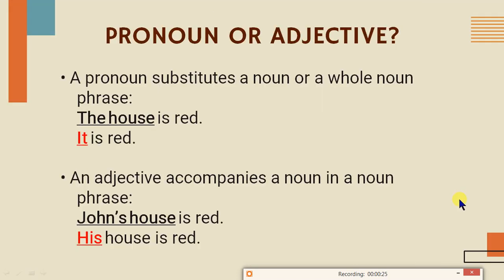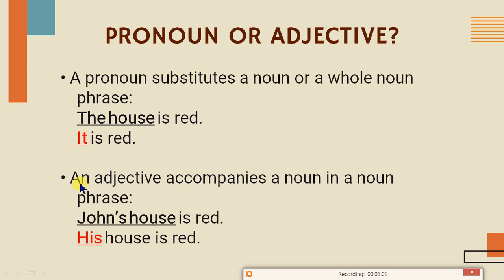Pronoun or adjective. First we will see the definition of pronoun. A pronoun substitutes a noun or a whole noun phrase. It means pronoun is one type of word. It is an alternate of a noun, and on behalf of a noun we use a pronoun. For example, the house is red. You are able to see the house is a non-living thing. So for non-living things we will use it. So the sentence will be changed: it is red. I hope you understand.